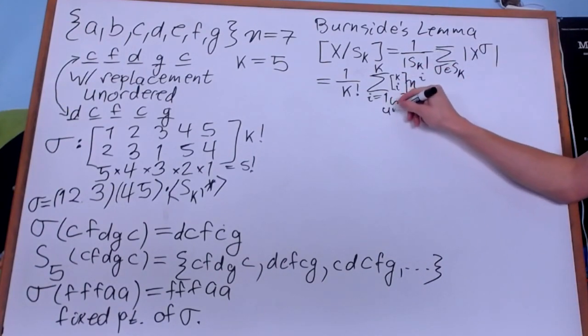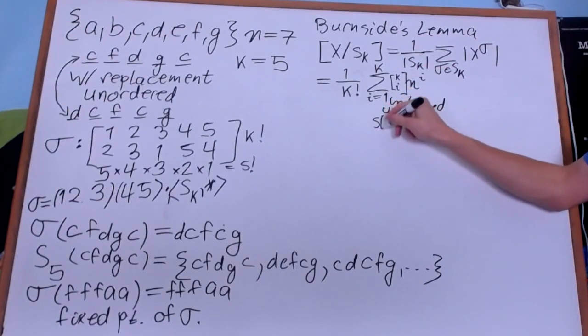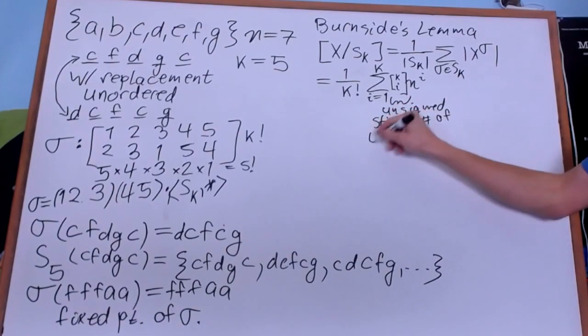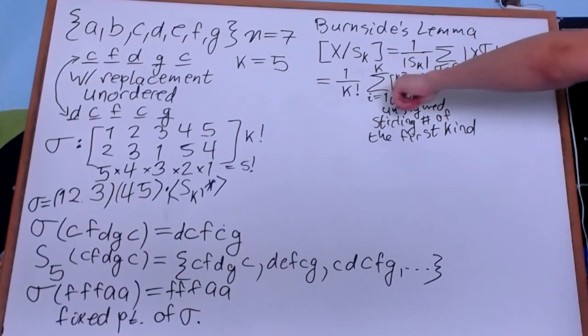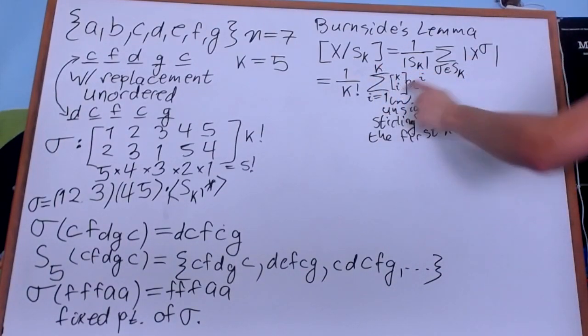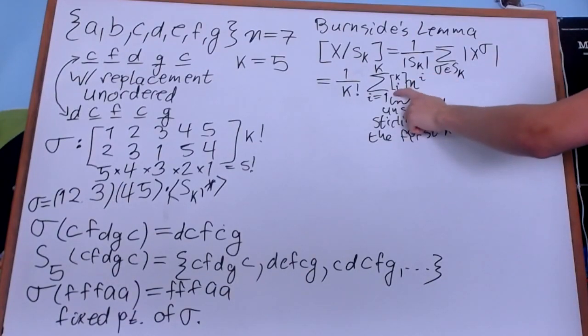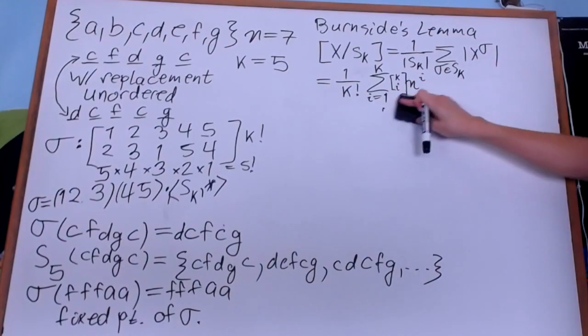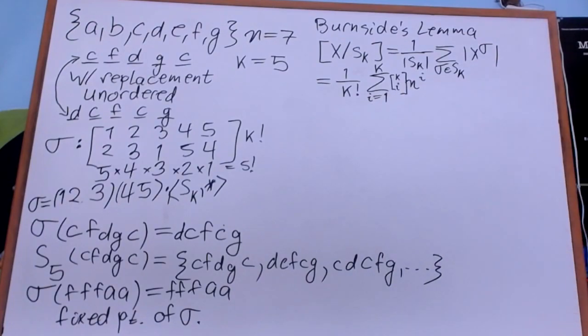This is called the unsigned Stirling number of the first kind. I'll just call it k Stirling i. The sum of the number of fixed points for every permutation is just equal to the sum of the number of permutations that have i cycles times n to the i. This polynomial that we get here is actually easy to compute. It has an easy form. Let's go ahead and see how.